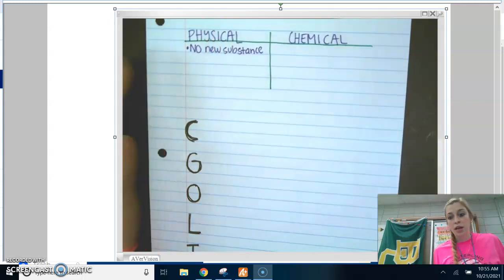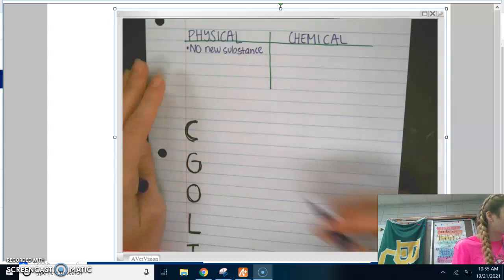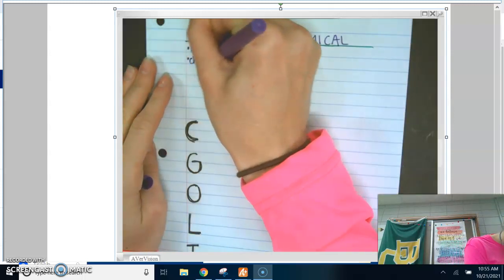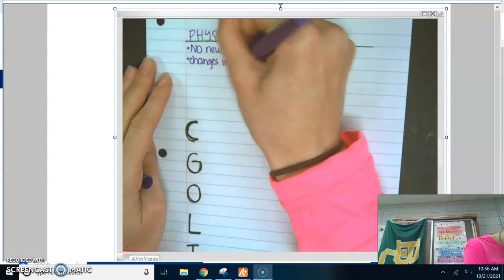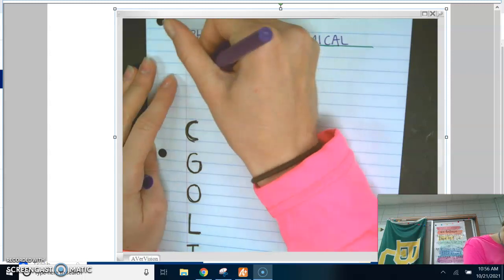And that's important. Nothing new is formed. So if I tear this piece of paper in half, nothing new is formed. It's still paper. It looks different. If I crinkle it up into a ball, it looks different, but it's still the same thing. I could shred it into itty bitty pieces. I could put it through the shredder. I could turn it into tiny dots, but it's still paper. So physical changes are only changes in shape, size, or state.